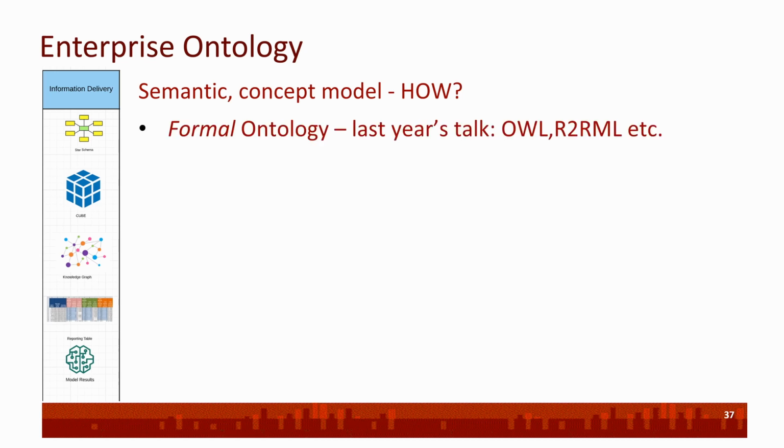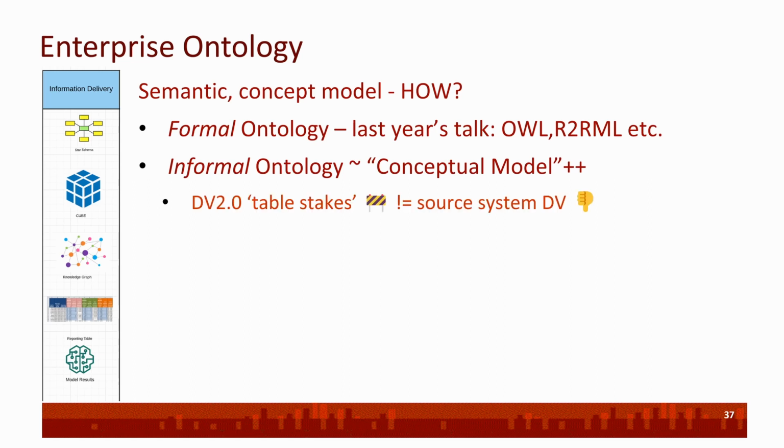We can use the formal approach, and I talked about this last year. You can get down to very, very detailed ontologies of your business. You can buy these, or you can implement them and develop them, or you can use a more informal approach to it using concept modeling that is really just enough. And it fits well with the Agile approach to it. And I think really is Data Vault 2.0 table stakes.